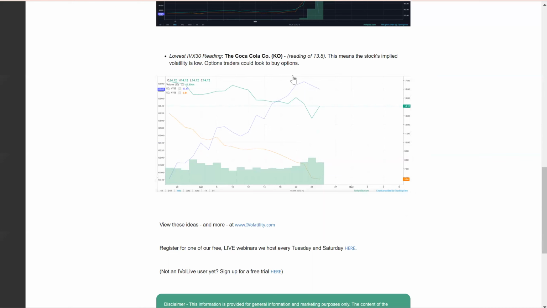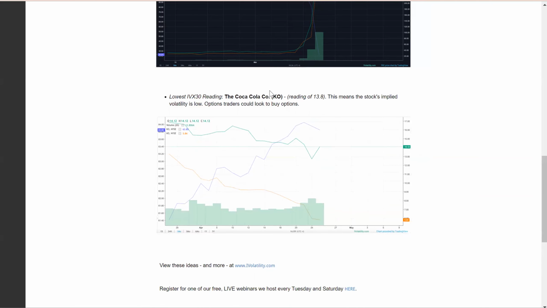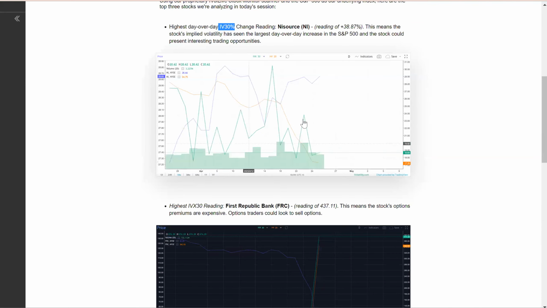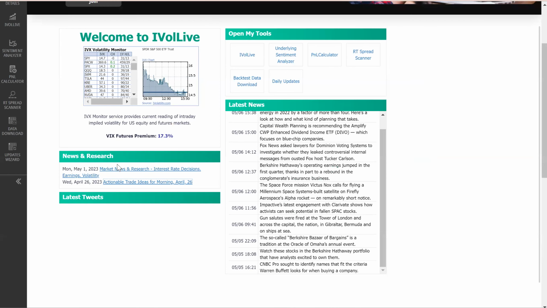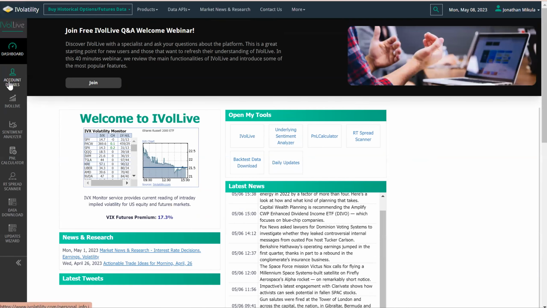And then Coca-Cola on the other end of the spectrum has had a very boring low IVX. But what that tells you is if you want to go long any of those options, they're cheap on Coca-Cola right now. Whereas for First Republic, they would have been very, very expensive. And then for NiSource, they would have had a jump in pricing with that day over day reading. So we'll look at all of that here in a moment, but this is a really good spot to come just to get trading ideas, get the creative juices flowing. And then another great spot is IVolLive.